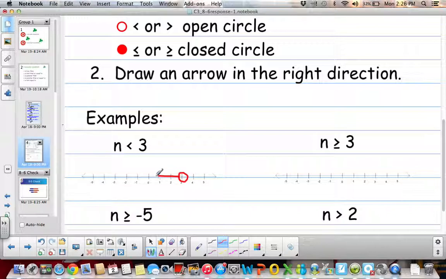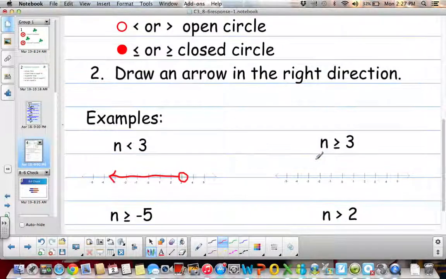So then my line is going to go this way, because any number that you plug in for n should make this sentence true, and any number that you plug in then should be less than 3. So we know that 2 is less than 3, 1 is less than 3, negative 5 is less than 3. If we drew our line the other way, 5 is not less than 3, so that wouldn't work. Anything included in our line is what would make the inequality true.